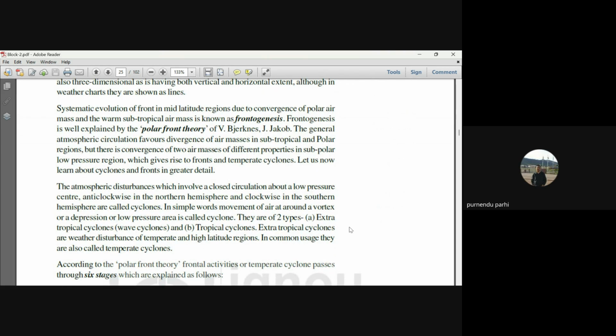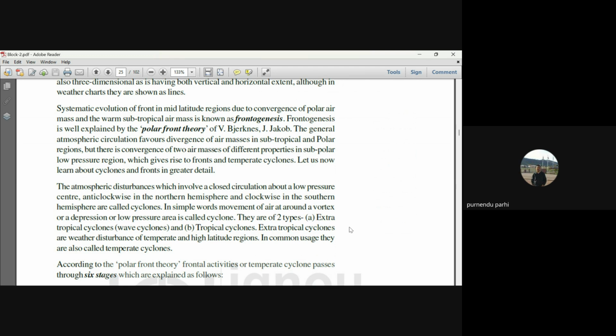Systematic evolution of a front in the mid-latitude region due to the convergence of polar air mass and warm subtropical air mass is known as frontogenesis. Frontogenesis is well explained by the polar front theory. The general atmospheric circulation favors divergence of air masses in subtropical and polar regions, but there is convergence of two air masses of different properties in the subpolar low pressure region, which gives rise to fronts and temperate cyclones. Let us now learn about cyclones and fronts in greater detail.